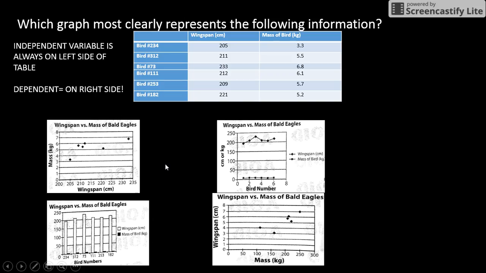Okay, we're going to redo this problem together. Key things we want to add in here: the independent variable is always going to be on the left side of our table. More times than not, it's going to be the first thing that we record. The dependent variable is going to be on the right side of our table.